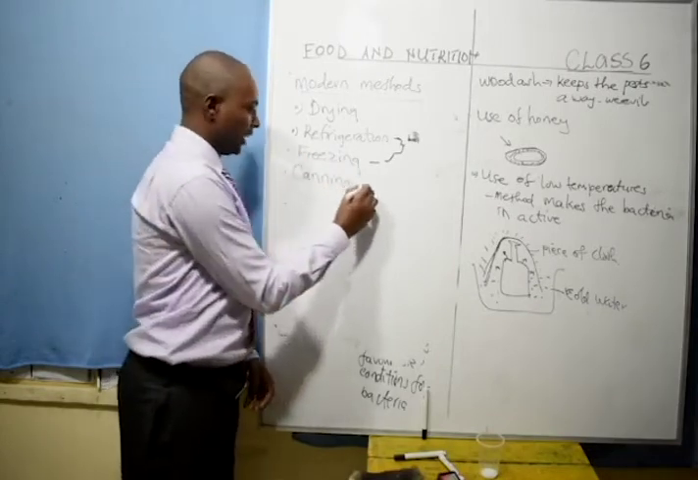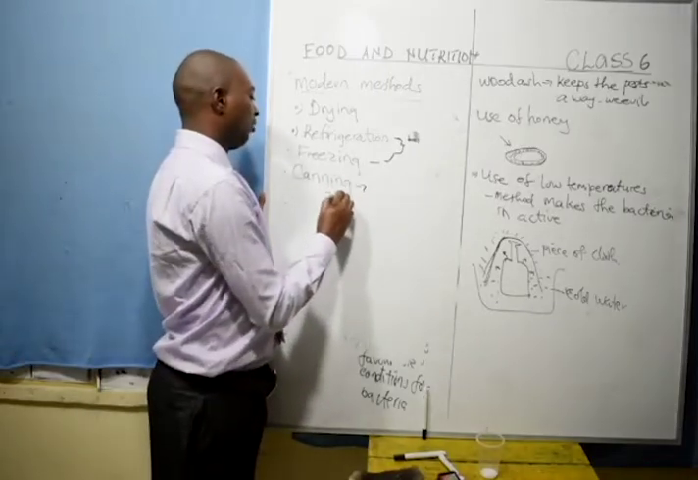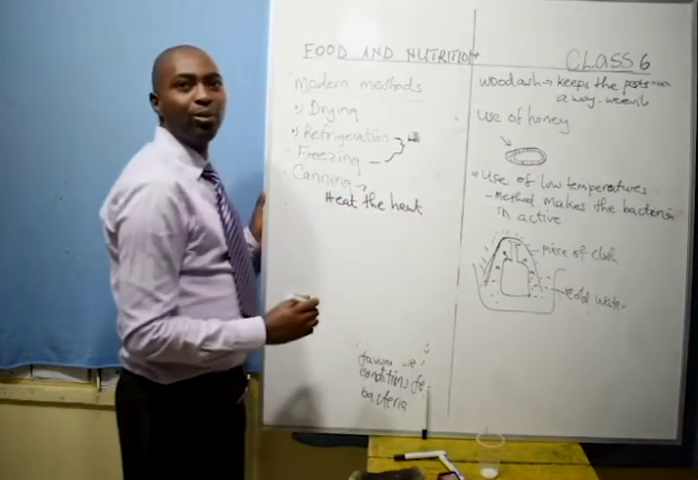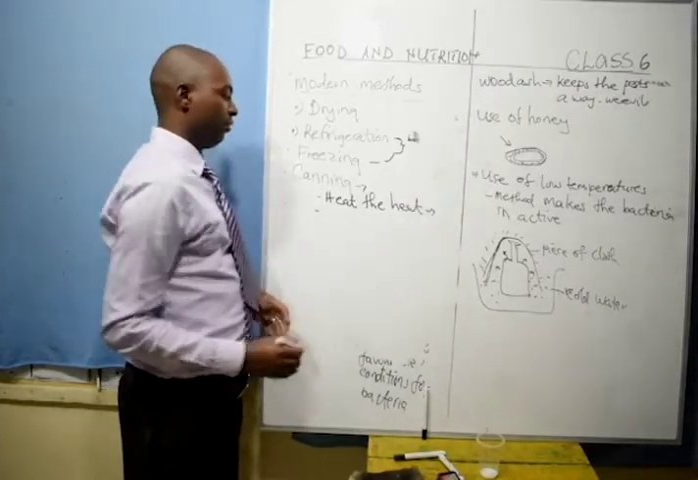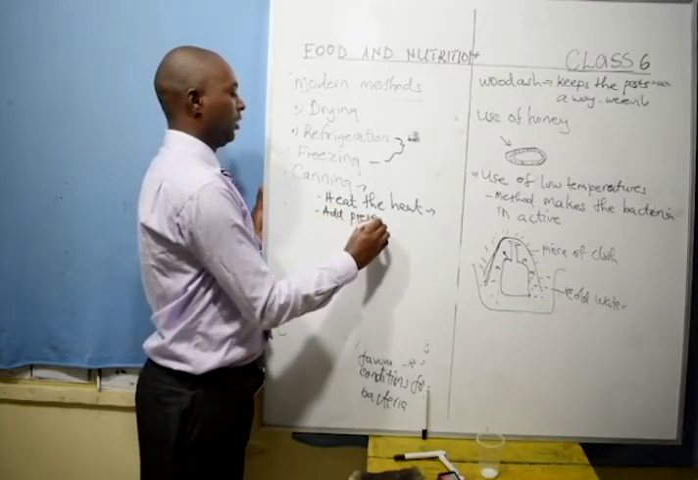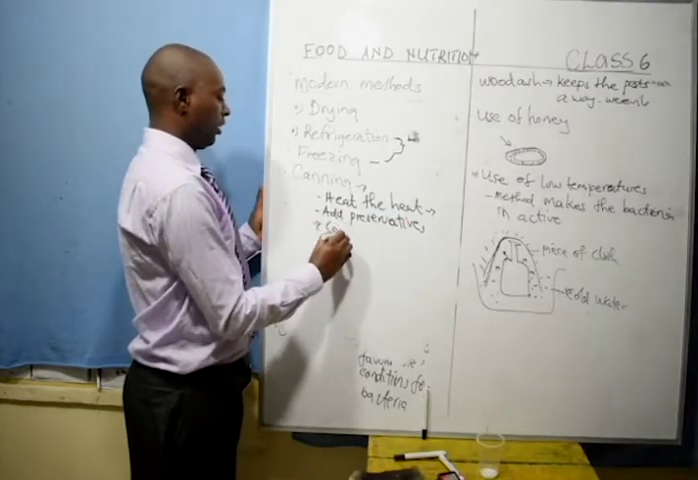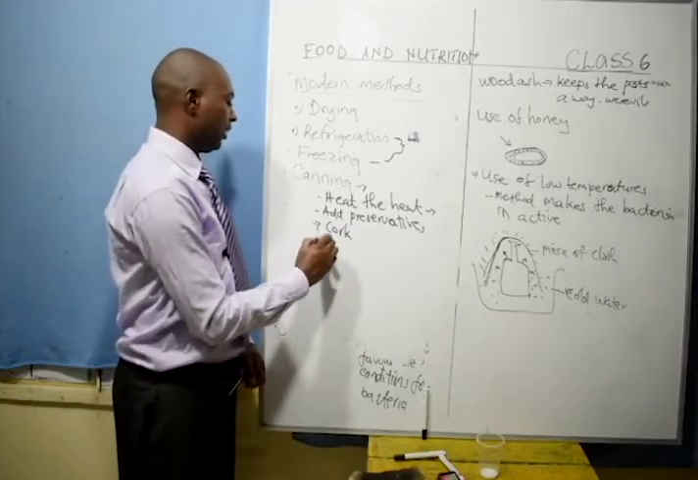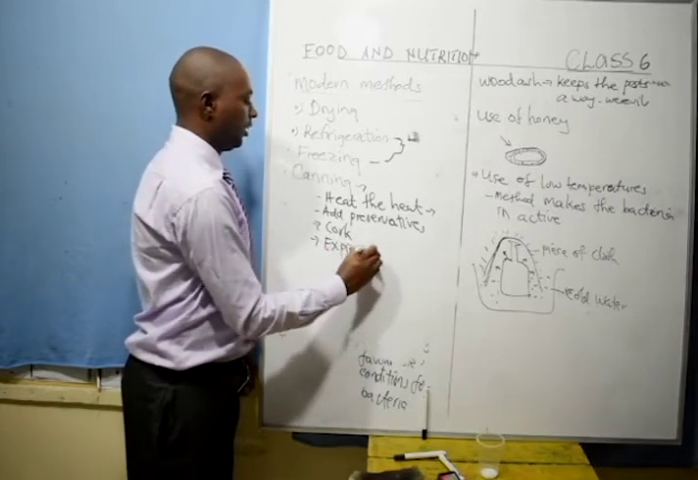In the canning process, there is a process. Number one, you heat the food under very high temperatures. Number two, after heating, the heating removes air in the food. Then you add the preservatives. Then from there, they seal it airtight in a way that air cannot get back in the container. Then they give the expiry date. That is the canning process.